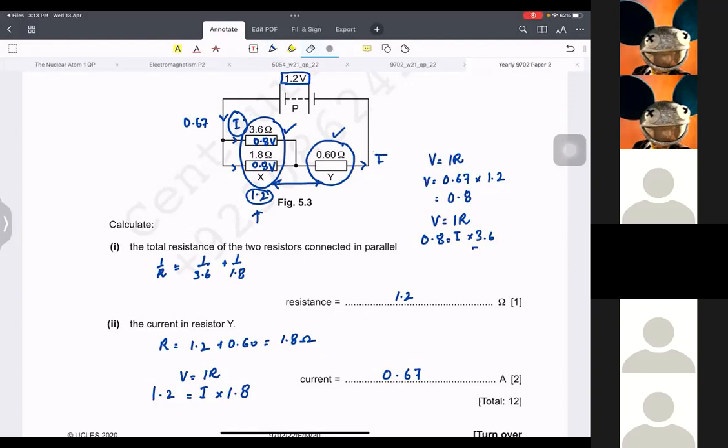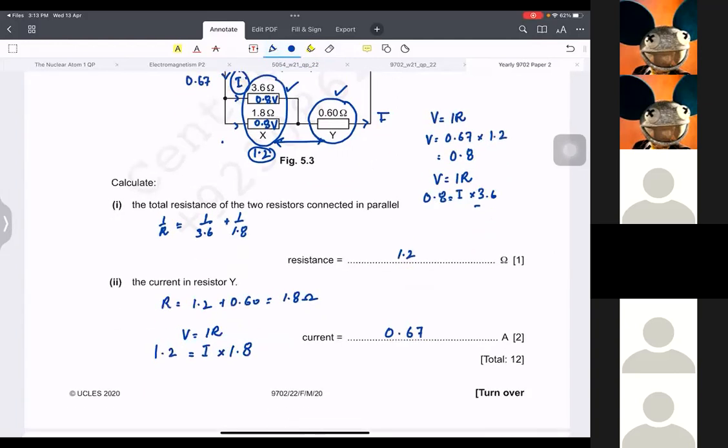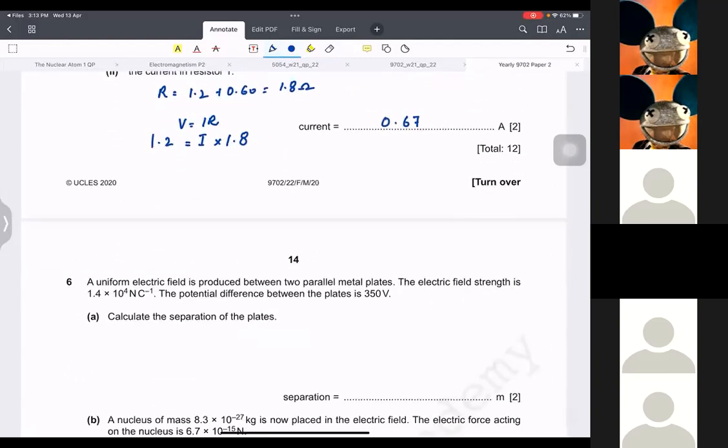Yeah, all right. So basically, the voltage that we have is 1.2, which is being applied for this whole thing, 1.2 volts. We don't have the voltage for Y. That's why we couldn't use 0.6. We found the whole resistance. Understood? Now, so I can go on then?